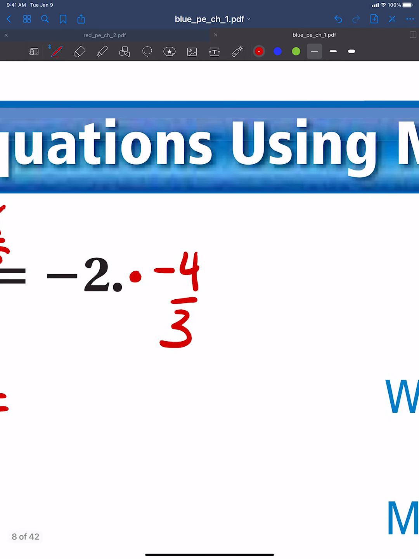Now over here, multiplying is so much easier. 2 times 4 is 8. 1 times 3 is 3. I have 2 negatives, so that's going to make a positive. How many 3's can come out of 8 without going over?